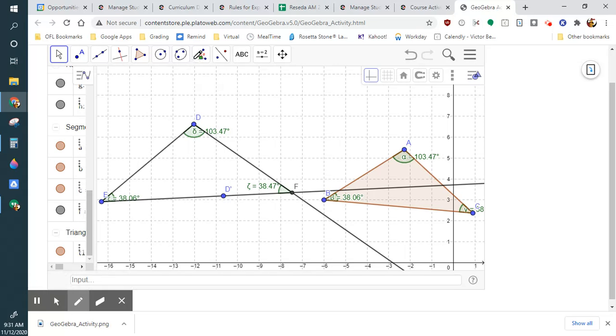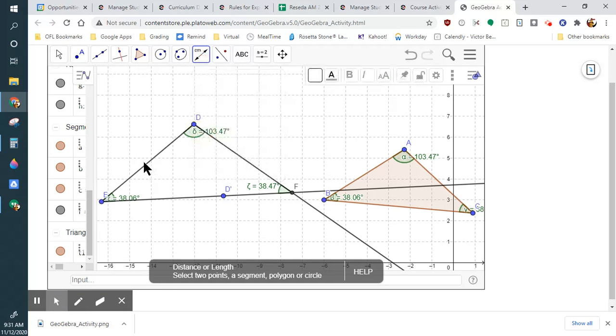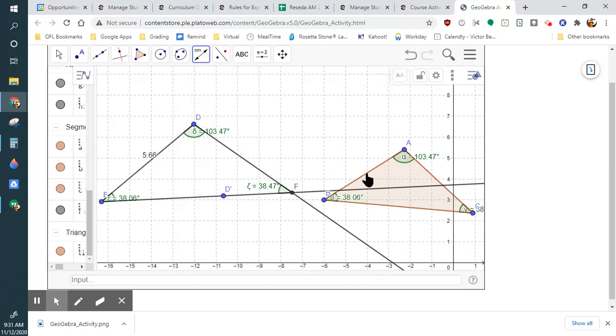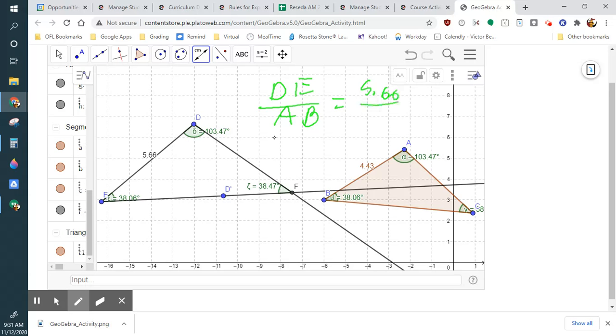You guys know how to take the lengths, but I'll show you right here real quick. You want to take the distance of this and the distance of this. If it's not working out, make sure to just click your A and your B. It's going to be the same thing. But you want to do your DE over your AB, which is the same thing as saying 5.66 over 4.43. And that should give you a decimal.